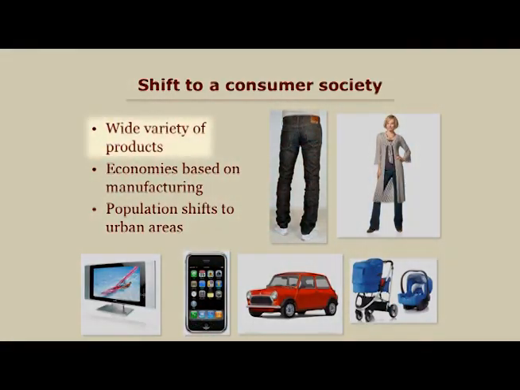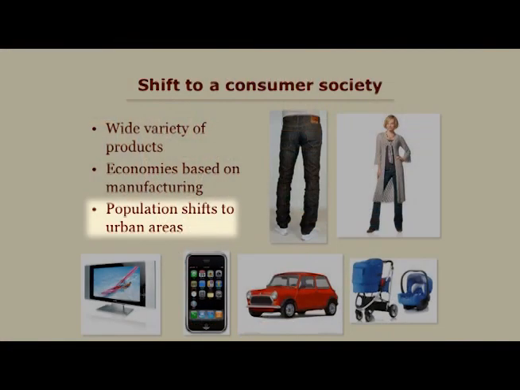So what we see is a shift from an agricultural society to a consumer society. All of these products are available today, and that kind of variety just simply was not available before the Industrial Revolution. Another major effect of the Industrial Revolution is a dominance of urban areas. It's because that's where factories were built, and people would flock to the factories in order to gain employment.